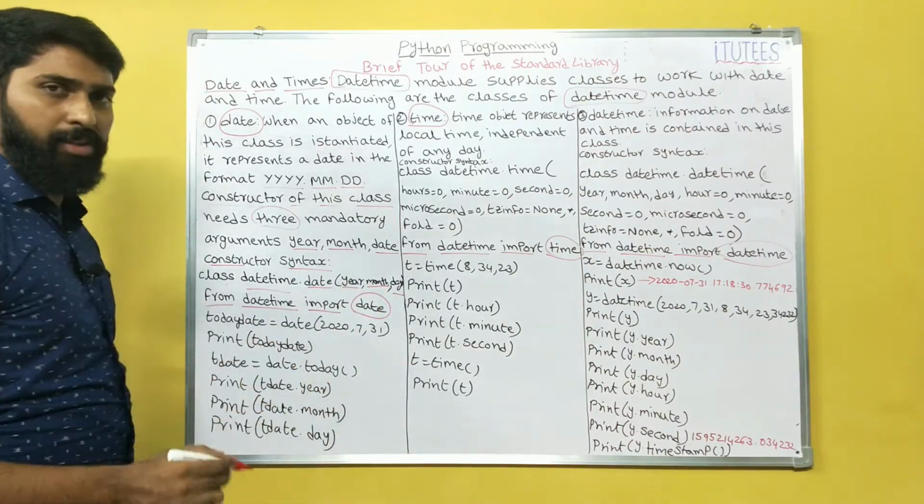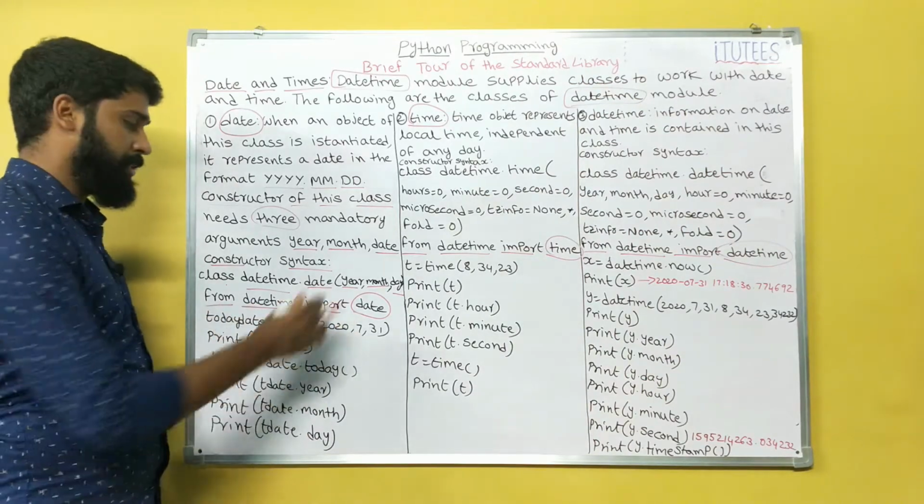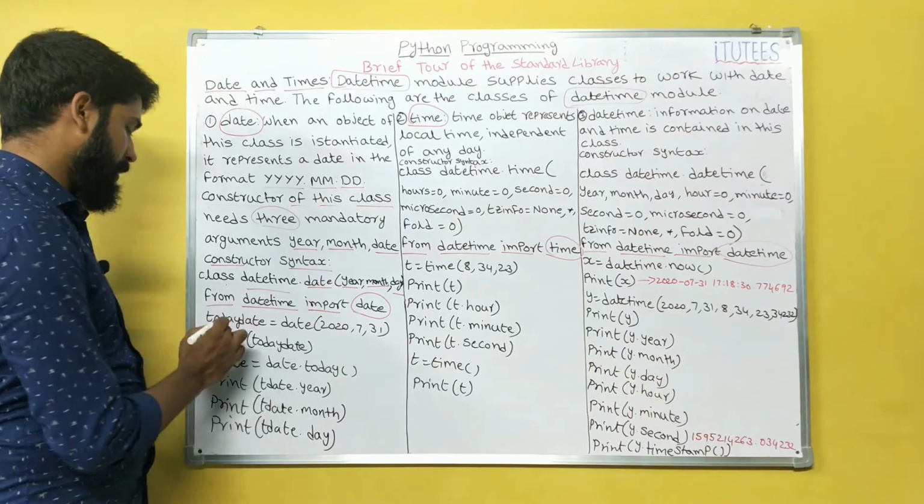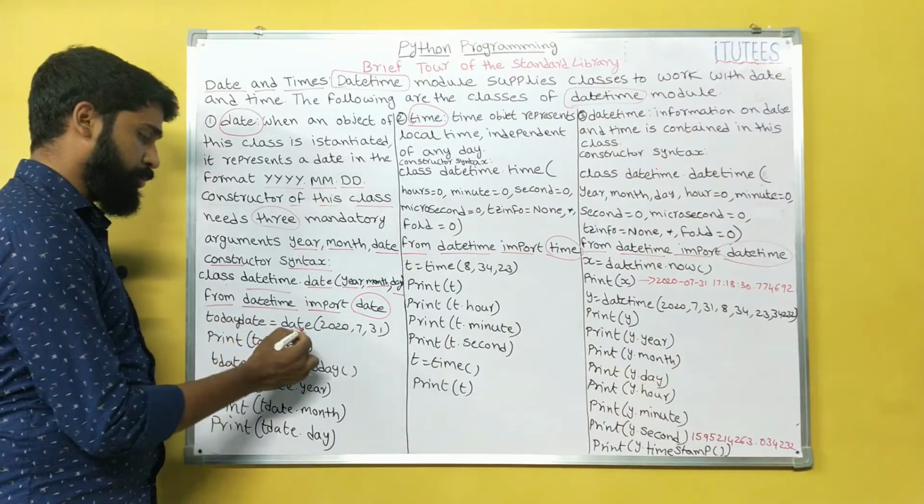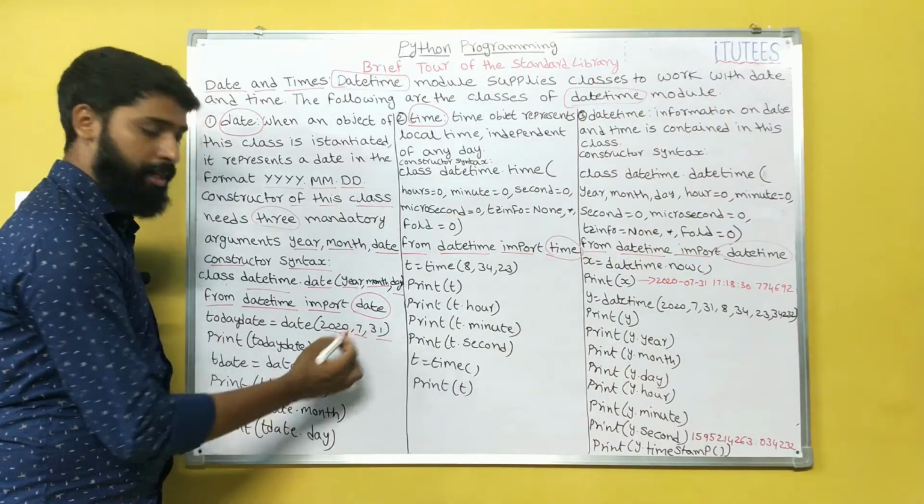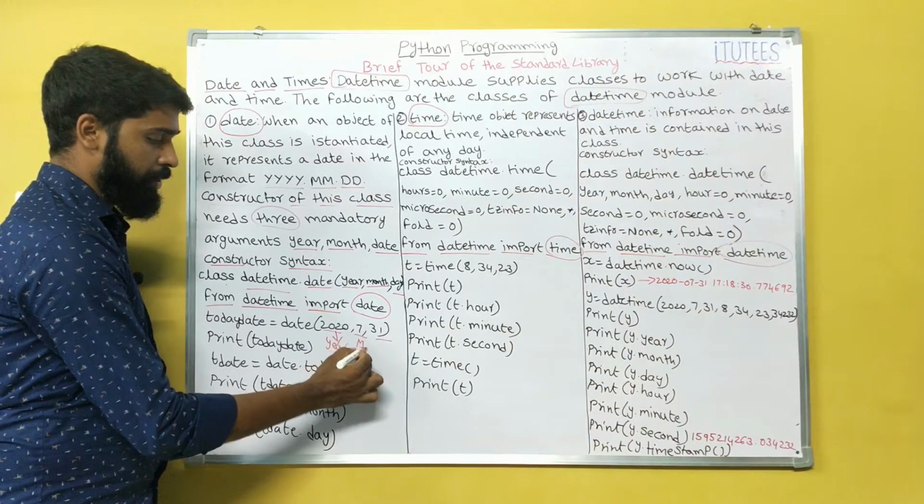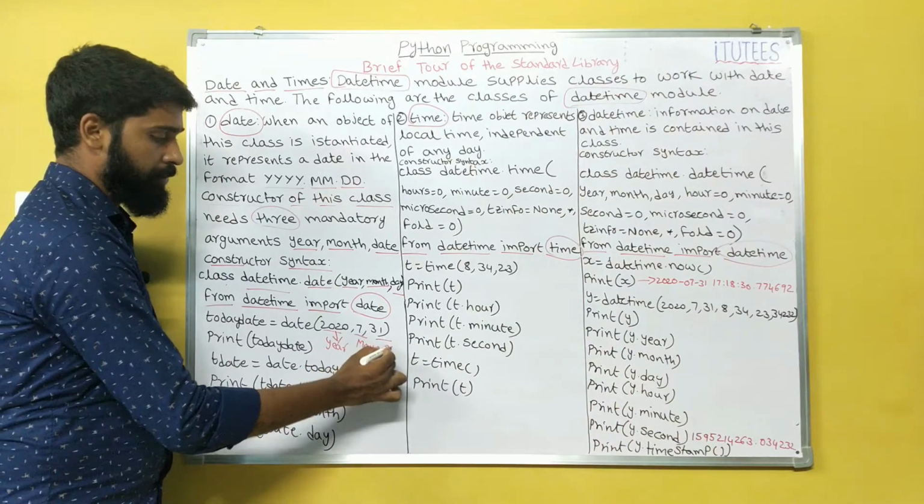Now we can discuss one example. From datetime import date, which means the date class is imported. Then today_date equals date of, and here I am giving the input 2020, 7, 31. So 2020 is the year, this is the month, and this is the day.